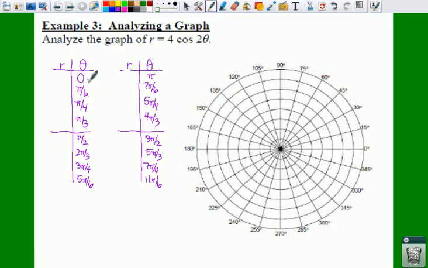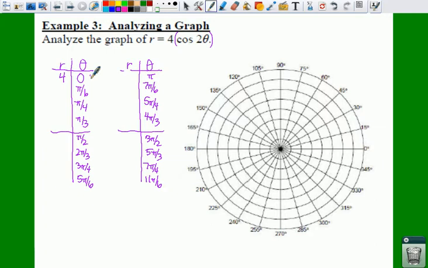Now when you plug these values in, you are going to have to multiply 2 times your theta, then find the cosine of that. So if we plug a 0 in, 2 times 0 is 0, cosine of 0 is 1. 4 times 1 gives us a 4. So our first point is that in the direction of 0, r is 4.